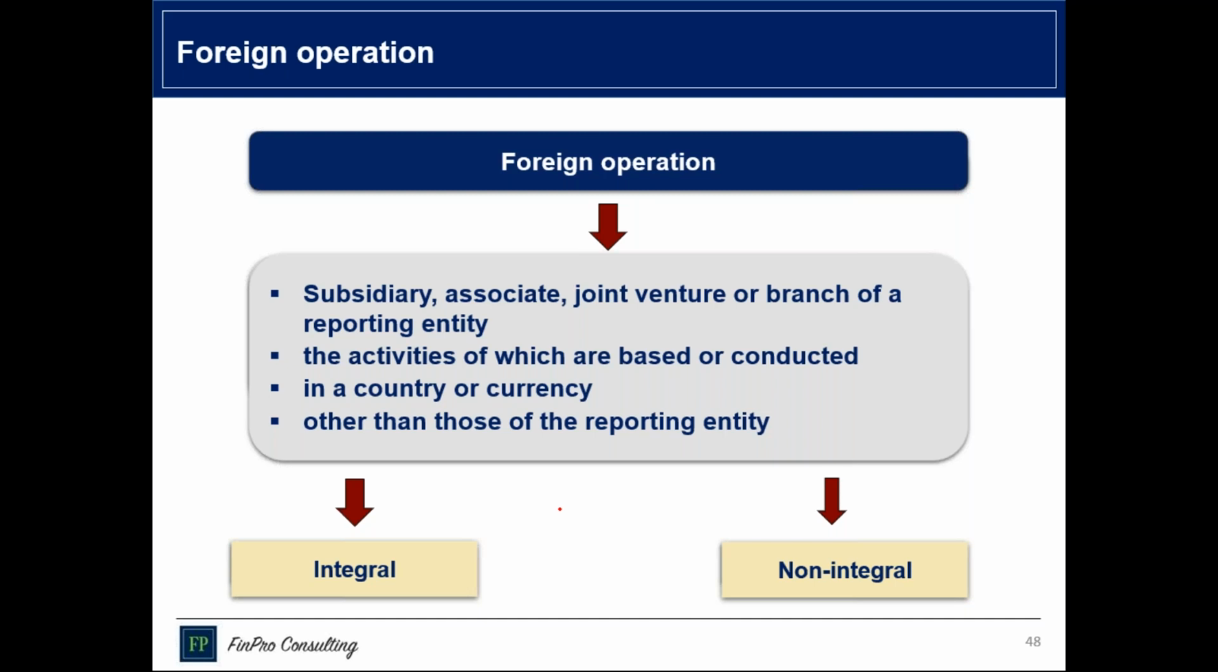So let's say India is a reporting entity, ABC is a reporting entity, and if ABC is having any subsidiary, associate, JV, or branch outside India, or there is a company whose financial statements are prepared in a different currency, that will be called a foreign operation from an Indian reporting company's perspective.